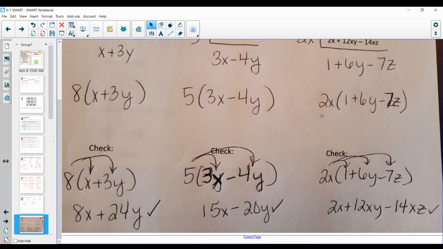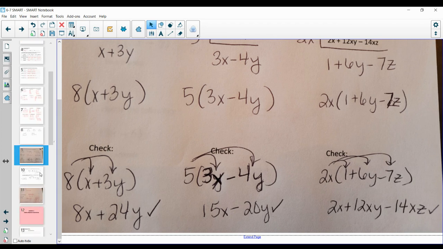All right? I highly recommend that you check, because sometimes we take out the right greatest common factor, but then we don't divide it properly. And when you check, you're going to see it doesn't match, so you did something wrong. Especially when you're taking a quiz or a test. I know checking adds extra work, but it's worth it. You want to get it right.